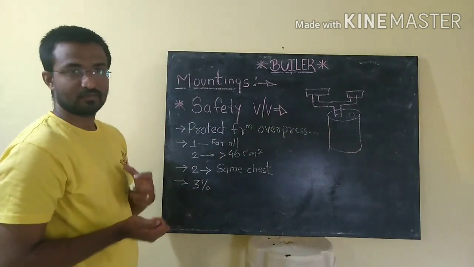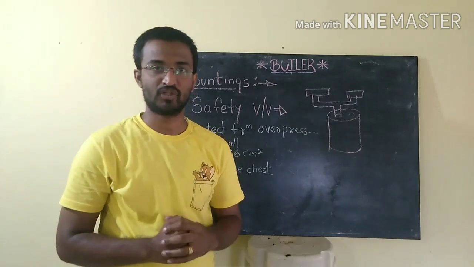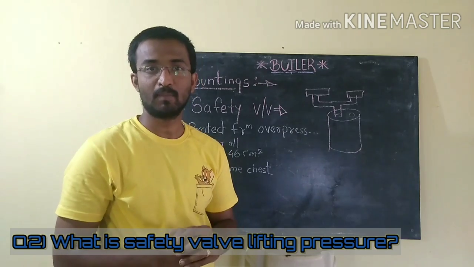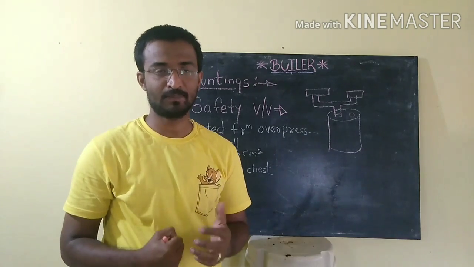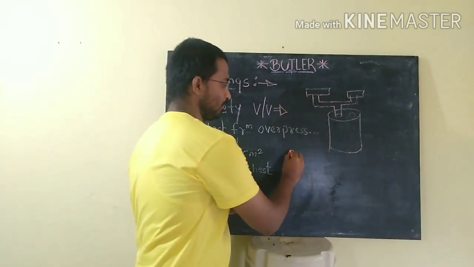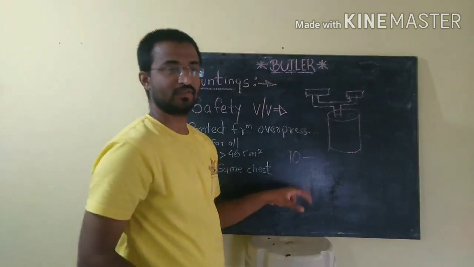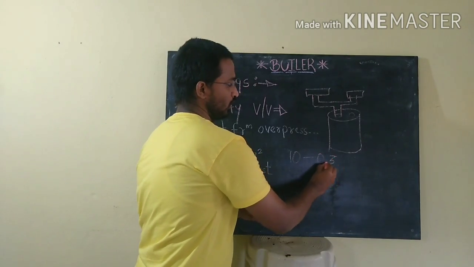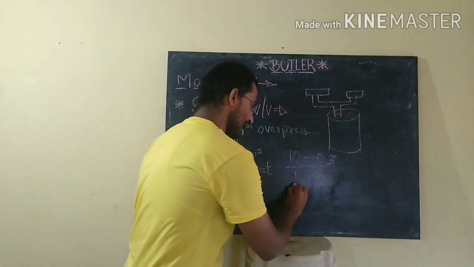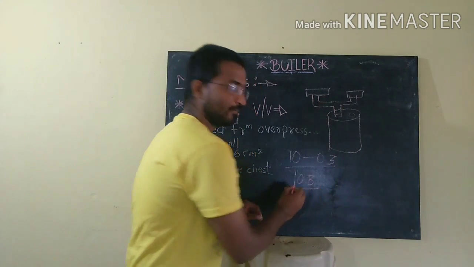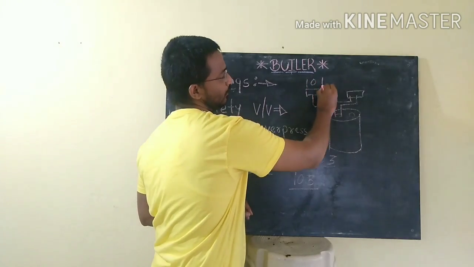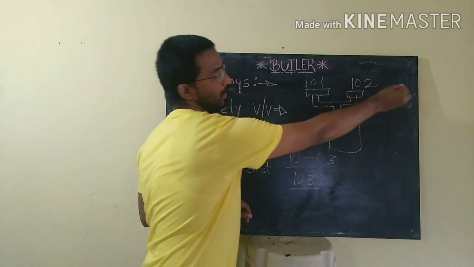The second thing is the safety valve lifting pressure. According to regulation, the safety valve should not lift above 3% of the working pressure. For example, if on your ship the working pressure of the boiler is 10 bar, the 3% of 10 bar is 0.3. So your safety valve should not lift above 10.3 bar. It should lift at 10.3 bar or below. Generally 2 safety valves are there, so one generally lifts at 10.1 bar and one lifts at 10.2 bar.